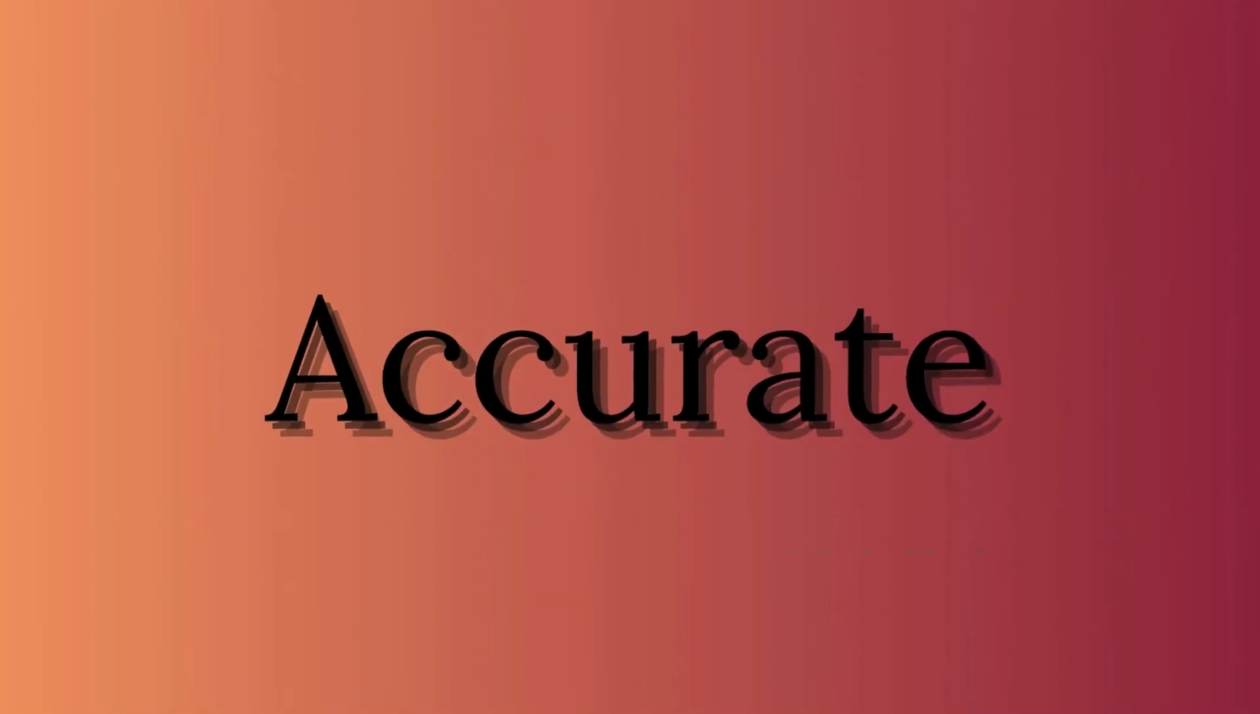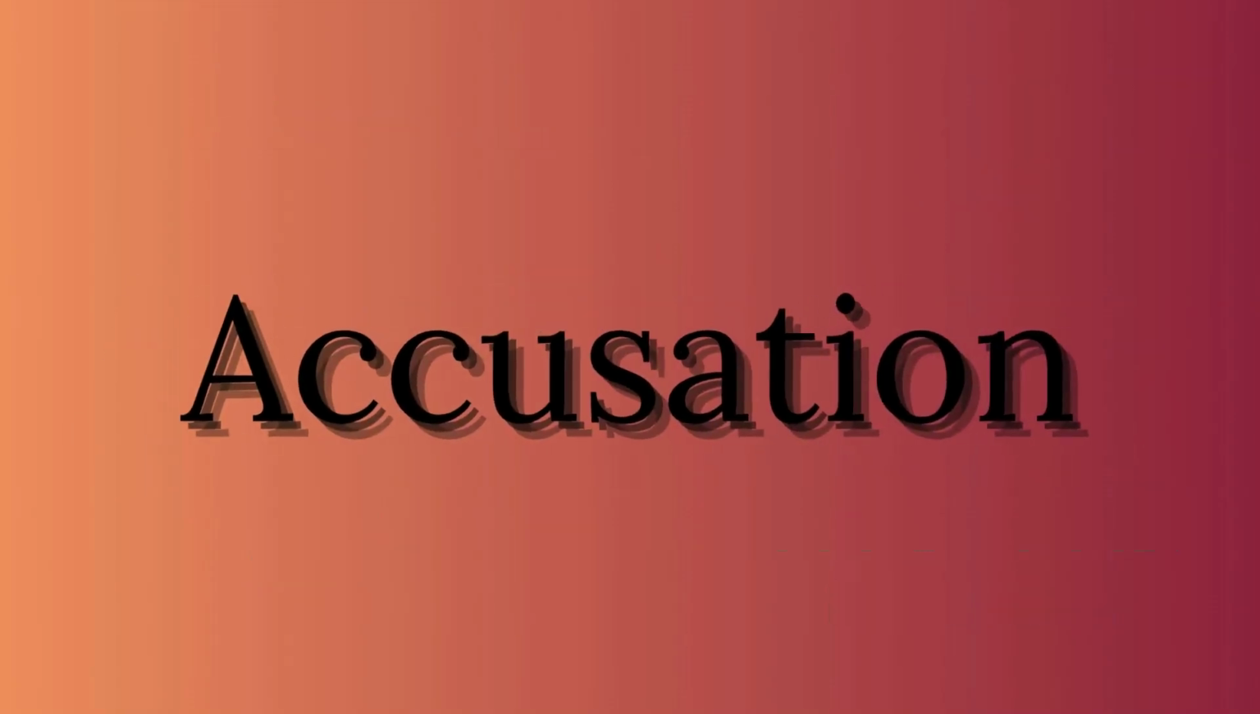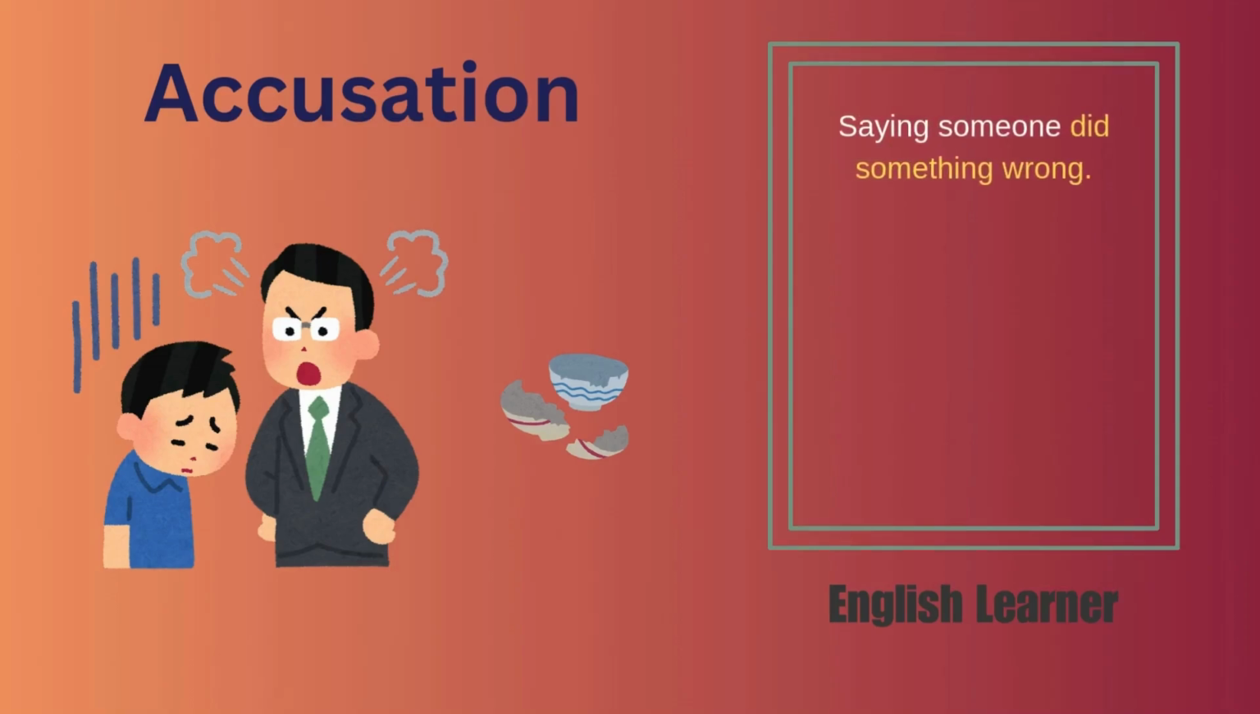Accurate. Correct and without mistakes. Example. Her math answer was accurate, so she got full points on the test. Accusation. Saying someone did something wrong. Example. His accusation that I broke the vase was unfair.